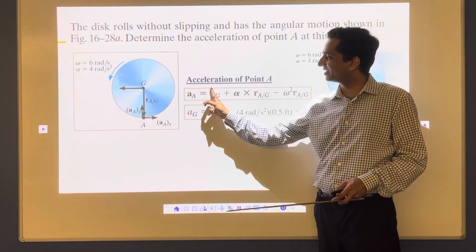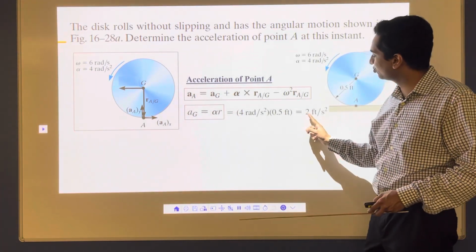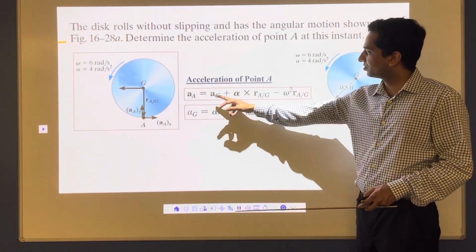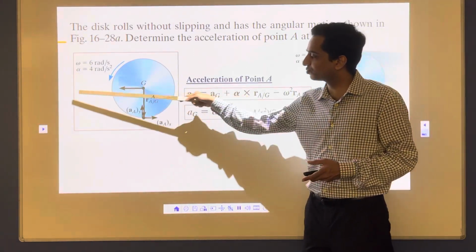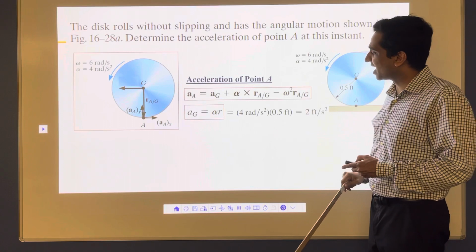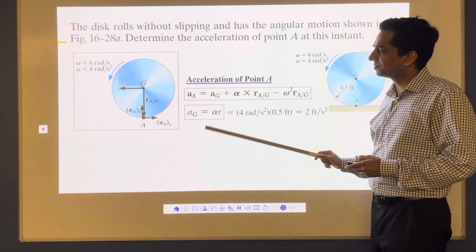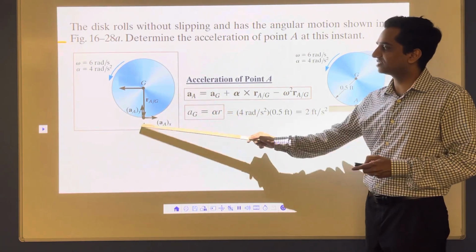I'm going to need that here. I need to know the magnitude of this a_G, so for that I calculated the magnitude, 2 feet per second square. That's the linear acceleration of this point G. I'm going to put it there. And now I'm going to use this equation in the vector form to calculate the acceleration of A.